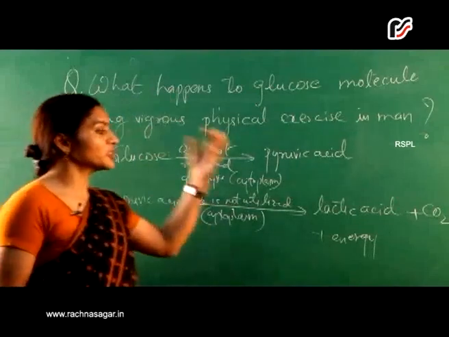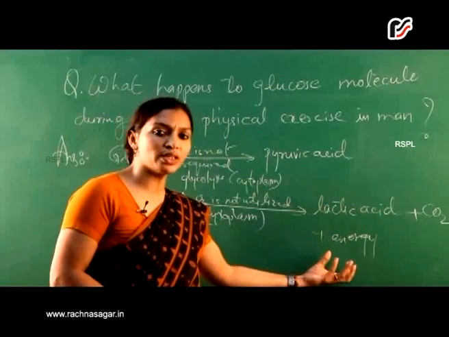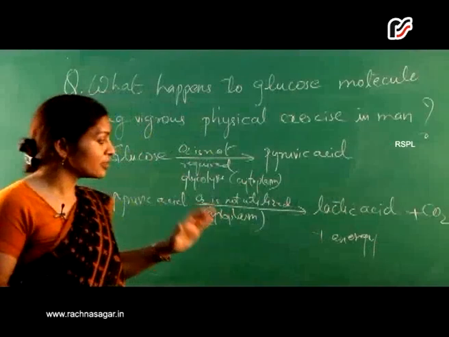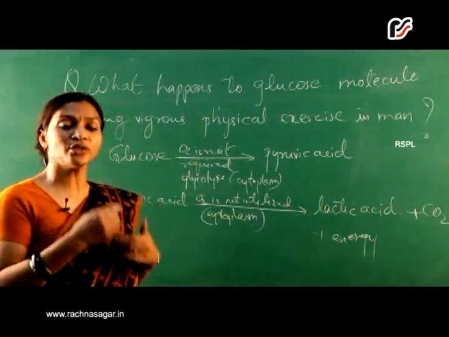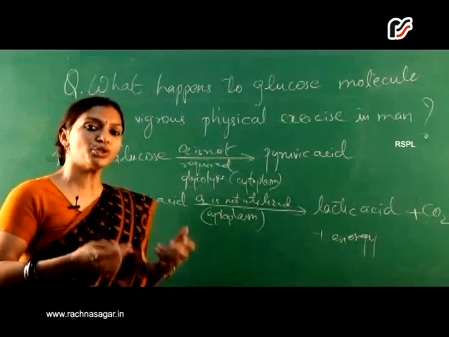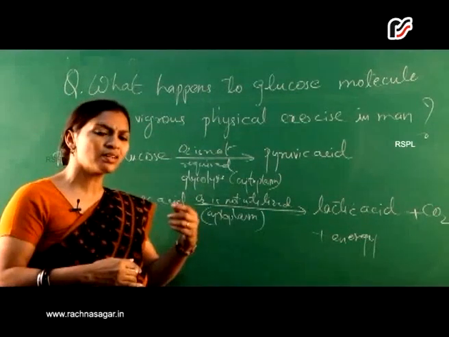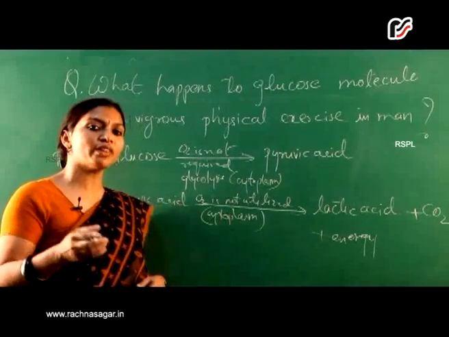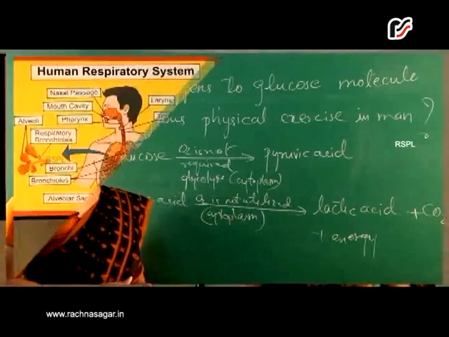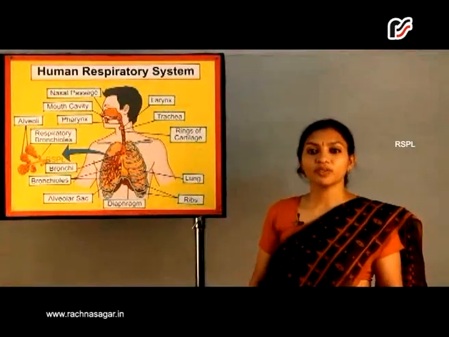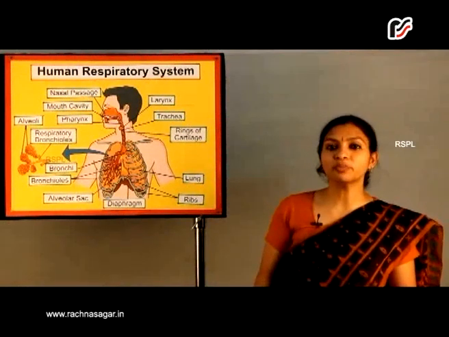Glucose converts into lactic acid, energy is released which is less in amount, and this takes place so that continuous energy is released in the body, because during physical exercise lots of energy is consumed. Oxygen deficiency may occur. So to fulfill that, this process takes place. Let's study the respiratory system in human beings.